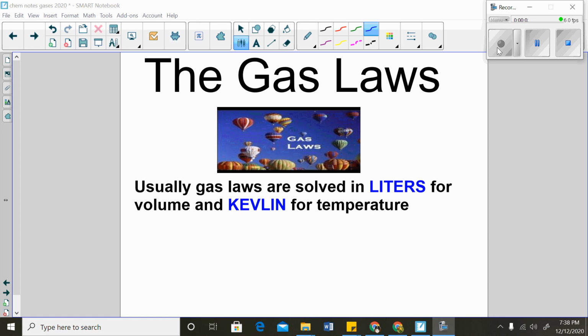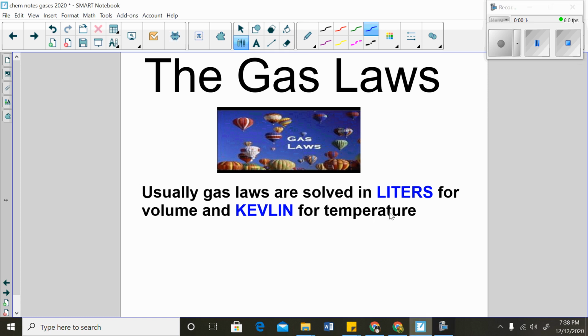This is Chemistry Unit 12, Gases. Now we'll look at the gas laws. Usually gas laws are solved in liters for volume and Kelvin for temperature, so keep that in mind.